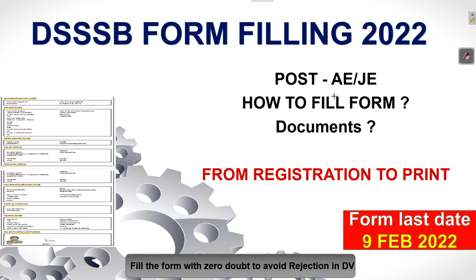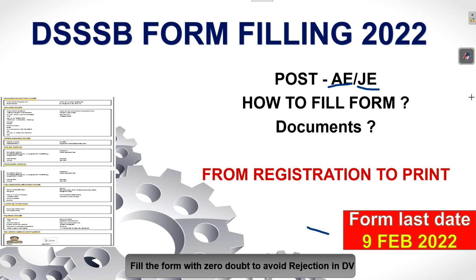So this is the form for assistant engineer and junior engineer. The notification link you will get in the comment section, so just watch that before applying. Now in this video I will show you how you can fill the form perfectly with no error, and the form last date is 9th of February.